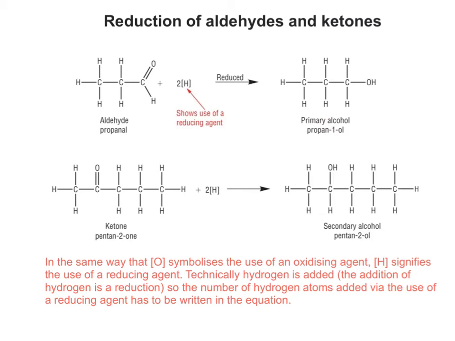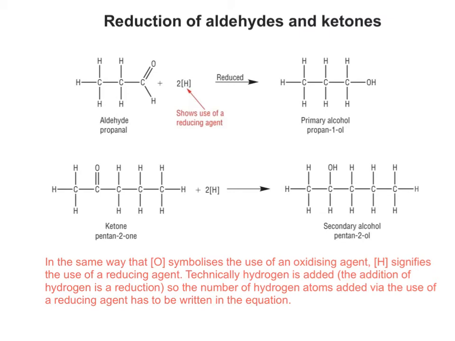Aldehydes and ketones can also be reduced, in the same way that alcohols can be oxidized to make them. So it shouldn't come as any surprise to see that you can reduce an aldehyde back down to its original primary alcohol, and likewise you can reduce a ketone back down to its original secondary alcohol.